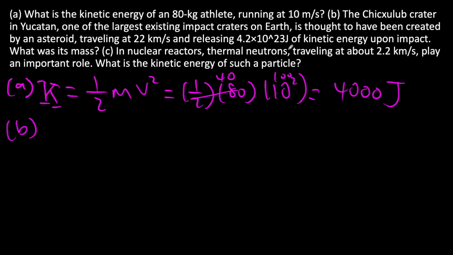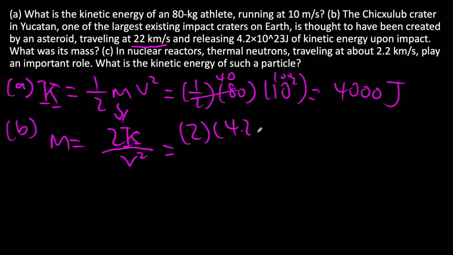Part B, the crater in Yucatan, I don't know, one of the greatest existing impact craters on Earth, is thought to have been created by an asteroid traveling at 22 kilometers per second and releasing 4.2 times 10 to the 23rd joules of kinetic energy at point of impact. What is the mass? From this formula, we know that mass is equal to 2 times kinetic energy over v squared. So it is 2 times 4.2 times 10 to the 23rd power over 22 kilometers per second.